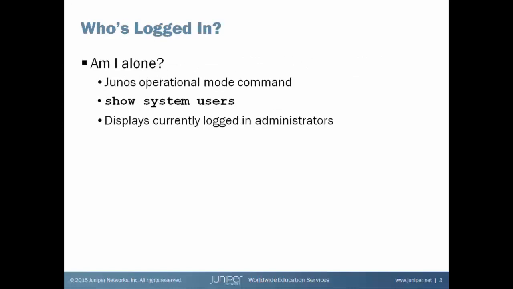As an instructor in Juniper Networks, I would frequently get asked questions by my students such as, if I log into a Juniper platform, how can I tell if there are other administrators already logged in? In operational mode in the Junos CLI, there's a command we can execute, show system users, that will display in a table the currently logged in administrators on the device.